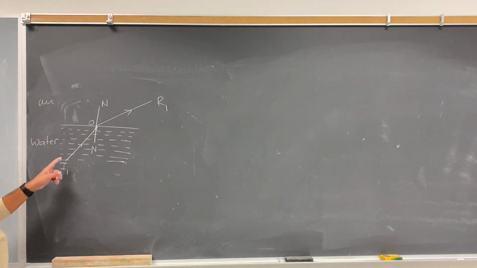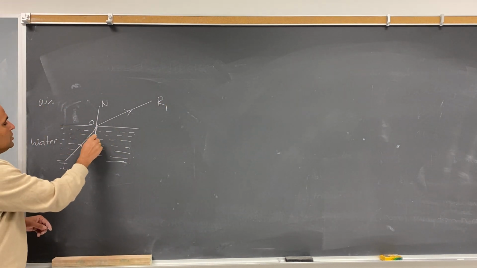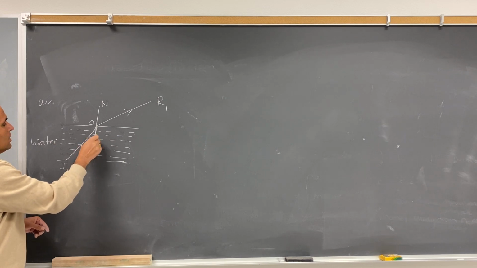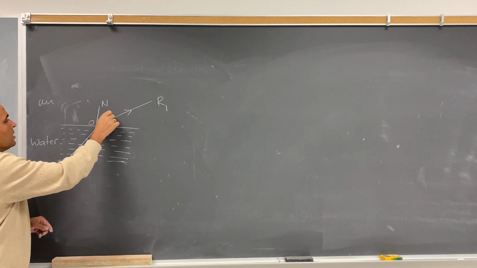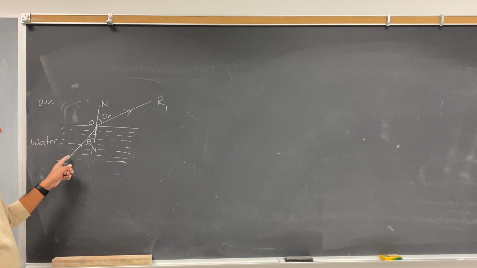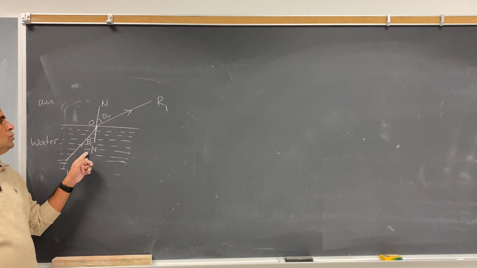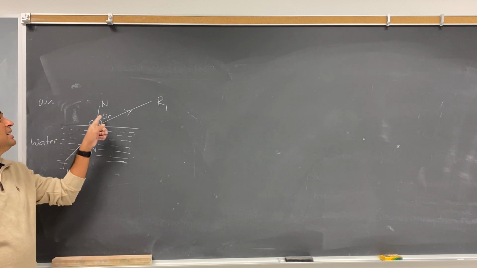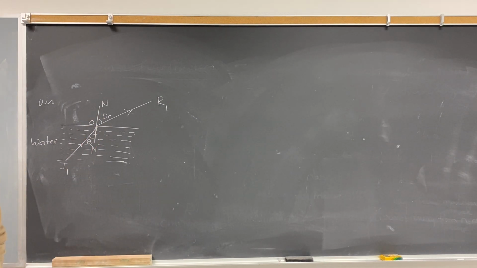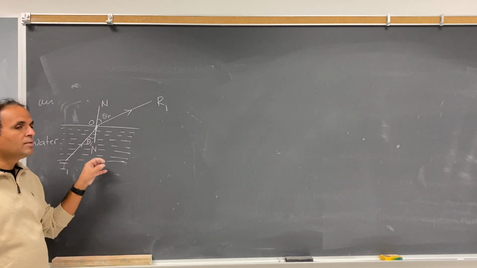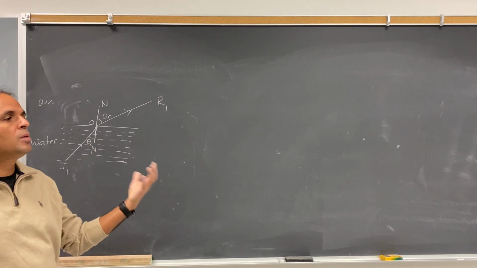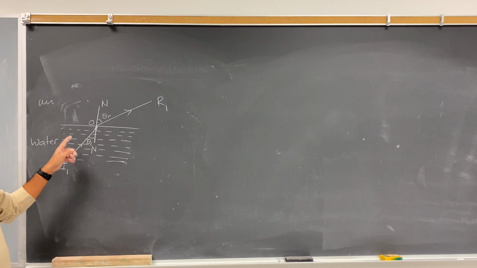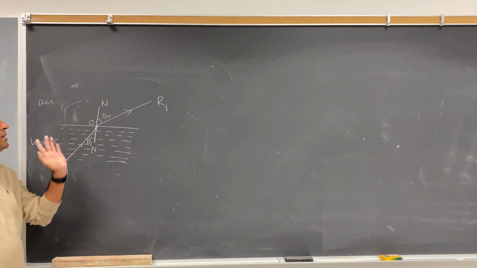Okay, so in this case, look at this. If this is your theta i, this angle is your theta r. If the ray of light is traveling from optically thick medium to optically thin medium, the angle of incidence is less than the angle of refraction.